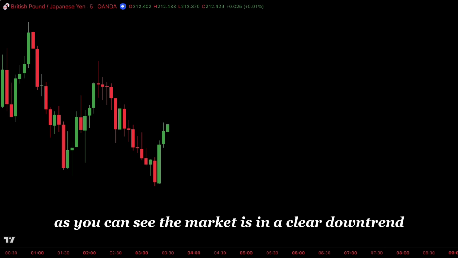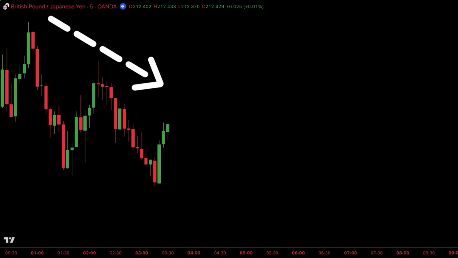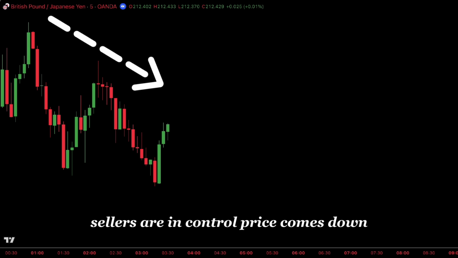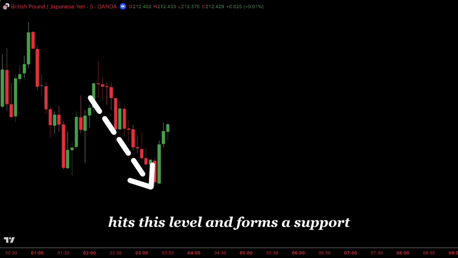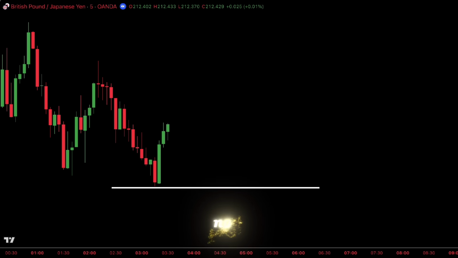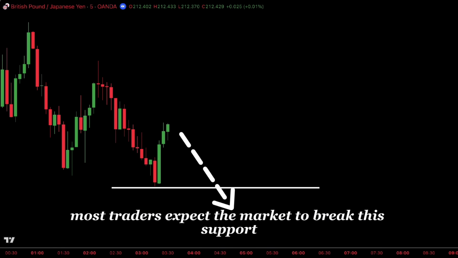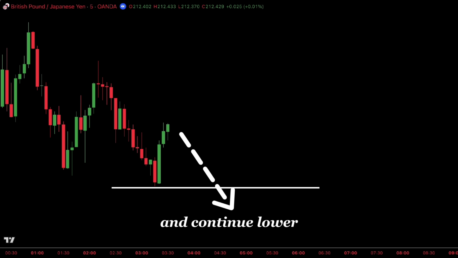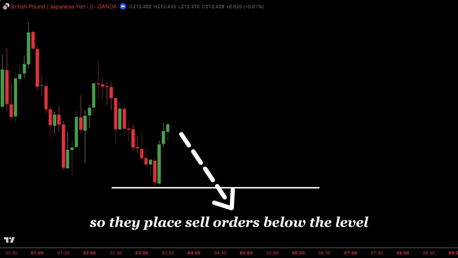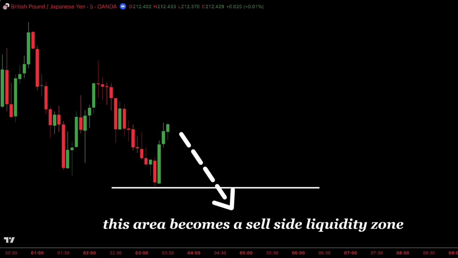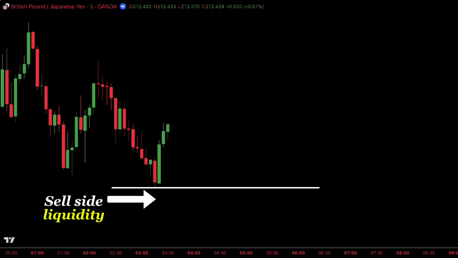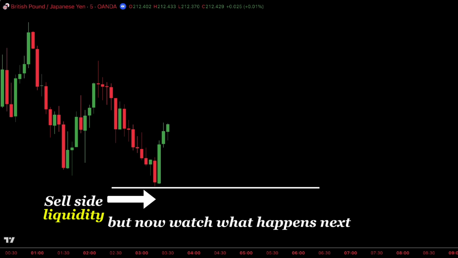As you can see, the market is in a clear downtrend. Sellers are in control. Price comes down, hits this level, and forms a support. Now, most traders expect the market to break this support and continue lower. So they place sell orders below the level, and their stop losses above it. This area becomes a sell-side liquidity zone. But now, watch what happens next.